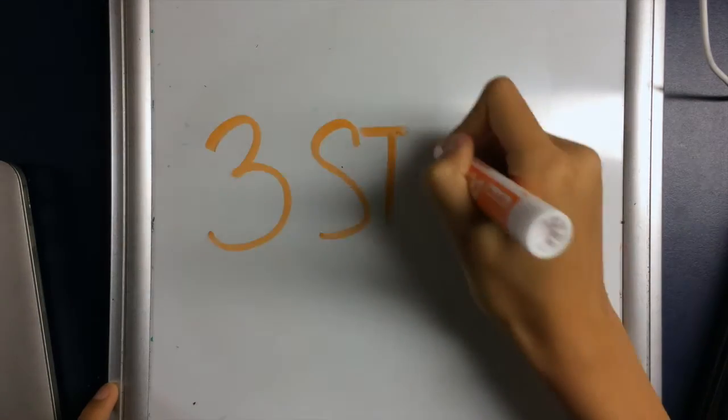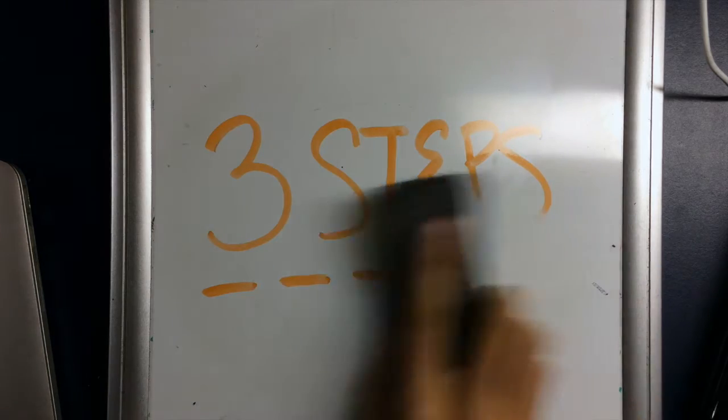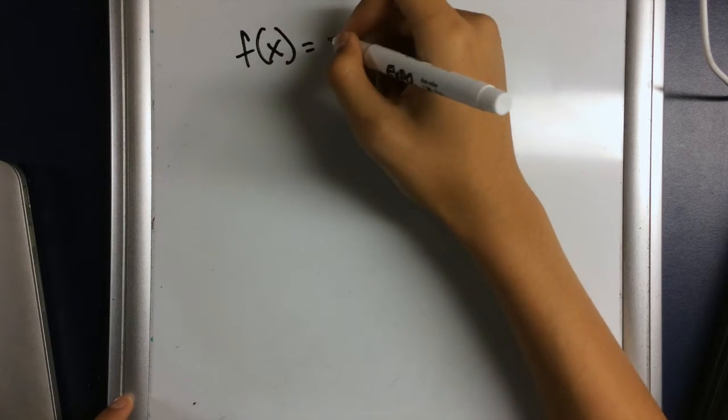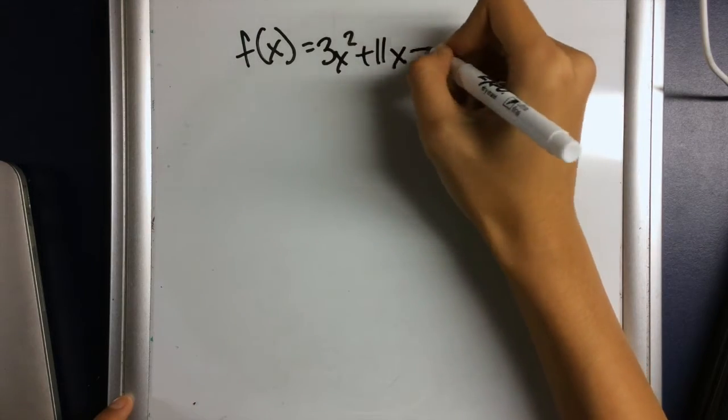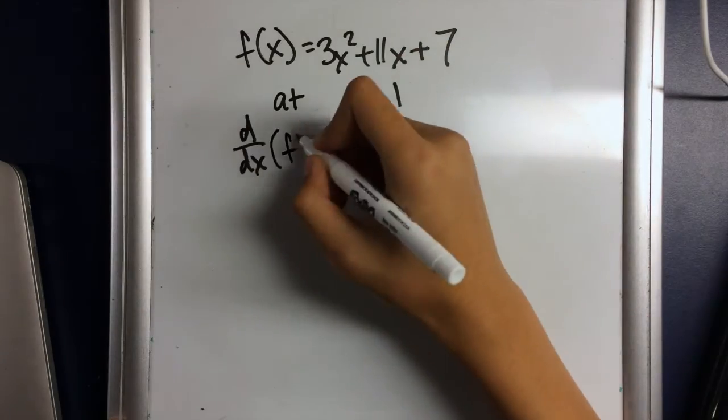There are 3 steps to finding the inverse derivative of a function, and I'll walk you through those 3 steps as we do the next problem together. So let's try to find the inverse derivative of f of x is equal to 3x squared plus 11x plus 7 at x equals 1.